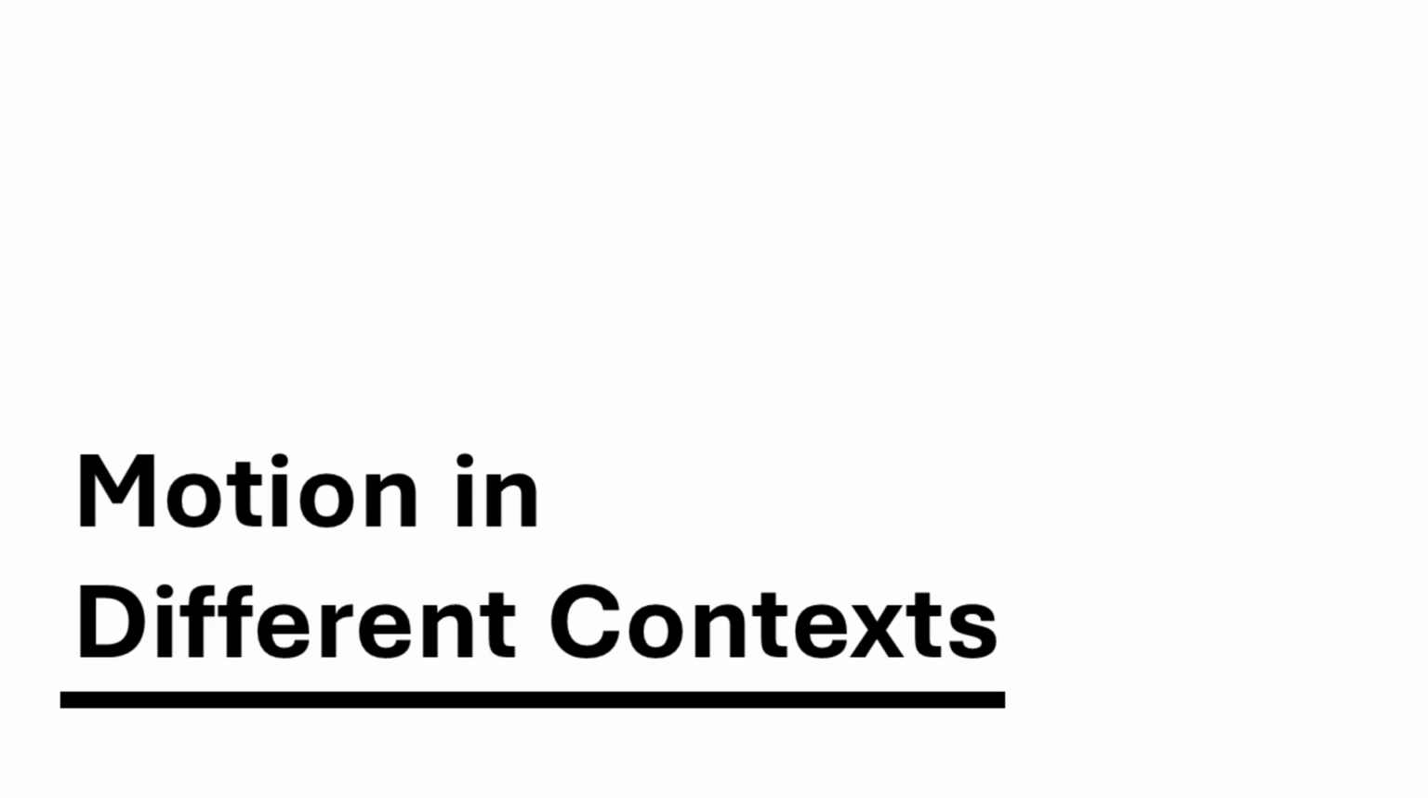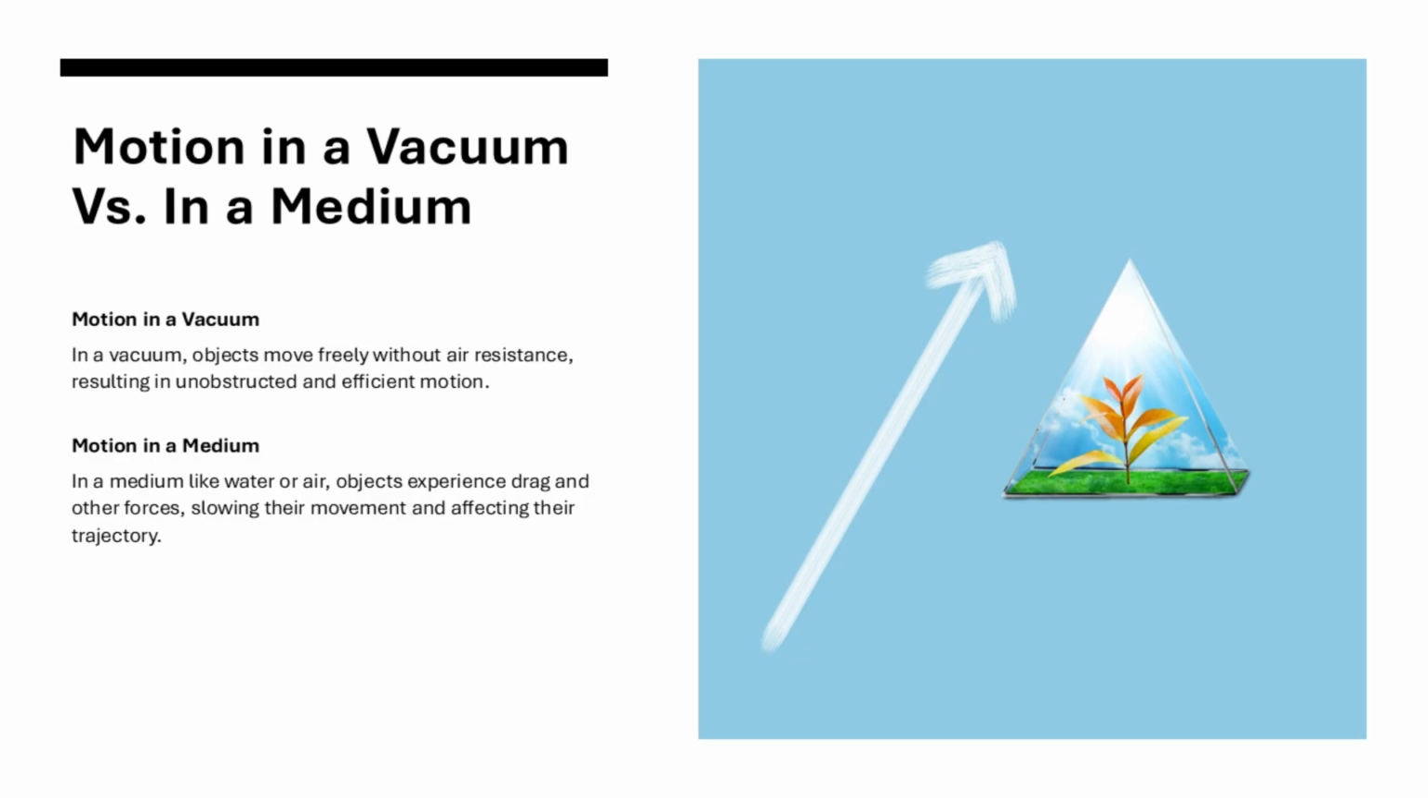Motion can vary significantly based on the context in which it occurs. This section will examine motion under different conditions. Motion in a vacuum experiences no air resistance, allowing for unobstructed movement. Motion in a medium such as water or air is affected by drag and other forces. This results in slowing their movement and also affects their trajectory.